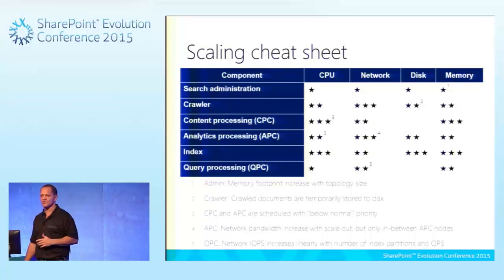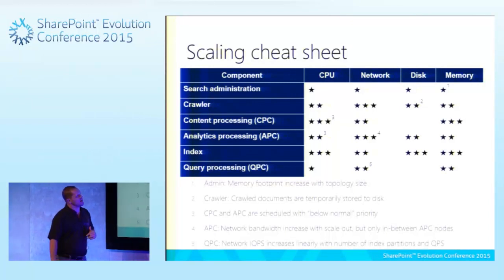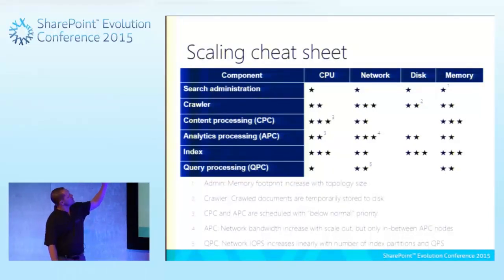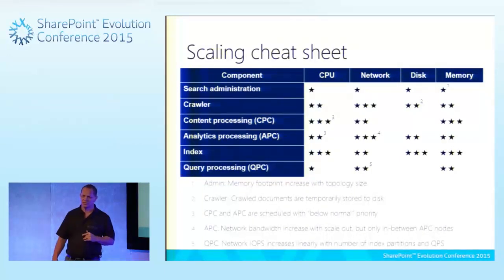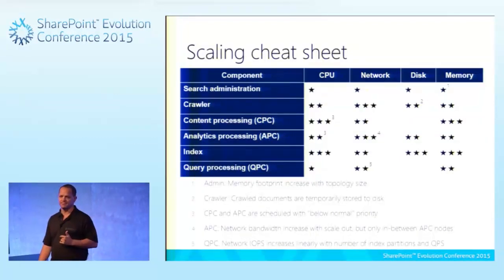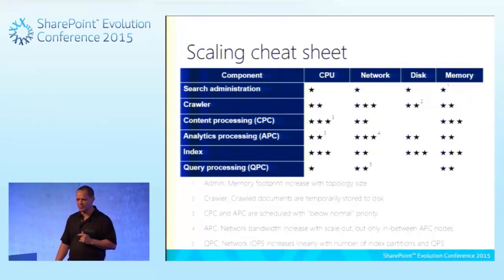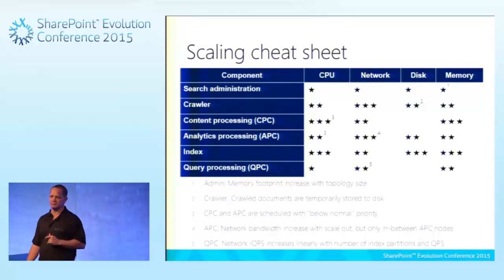So the index component is still the heaviest component of all. And then analytics processing is very heavy on network. And if we look at memory for your content processing component. If we look at the crawler, notice the disk. That's something people forget. Oh, but it's writing to the database. No, it's not. It's writing to the temp location on the file system.